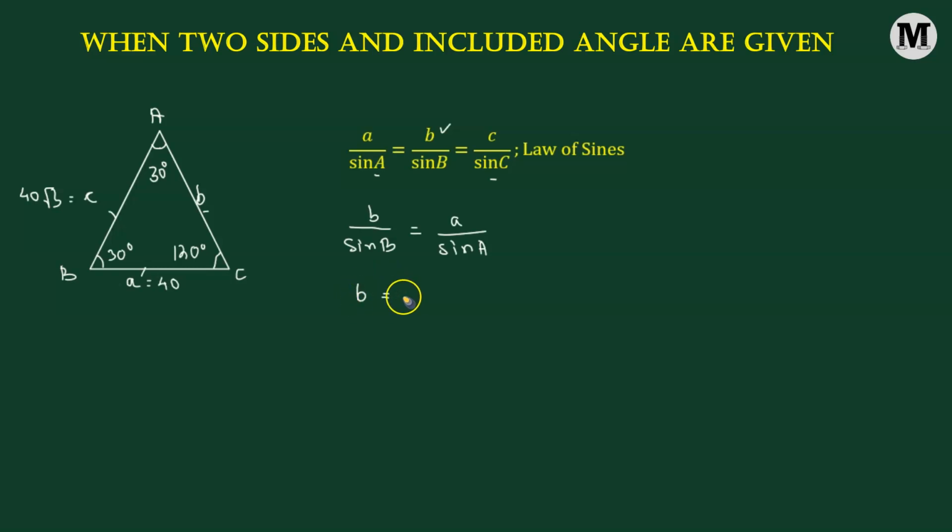So B must be equal to A times sine of angle B divided by sine of angle A. Here A is 40 units multiplied by sine of angle B, which is 30 degrees, divided by sine of angle A. A here is also 30 degrees. So we can easily cancel the numerator and the denominator, and that leaves us with 40 units. So B also comes out to be 40 units. So we have successfully solved the triangle.